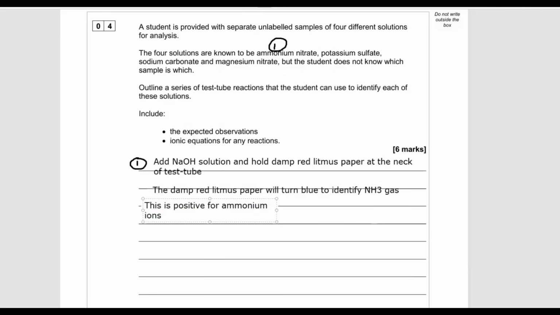Now let's write out the equation for this. Of course, this is the positive result for ammonium ions. Let's write out the ionic equation.